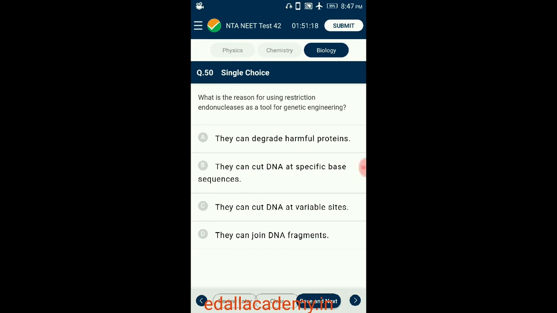The DNA fragments can be joined by the enzyme DNA ligase. Restriction endonucleases do not act on protein, rather they act on DNA. So the answer for this question is option B. They can cut DNA at a specific base sequence. So the correct option is B.